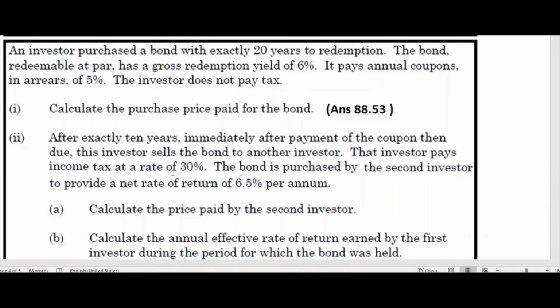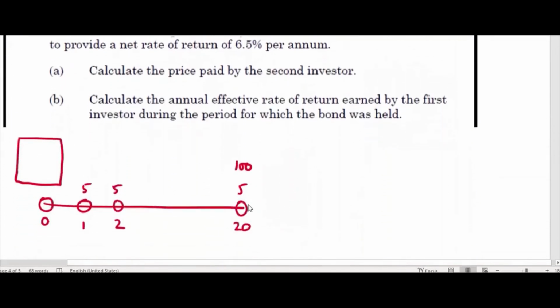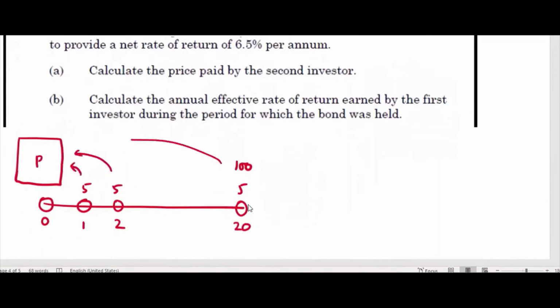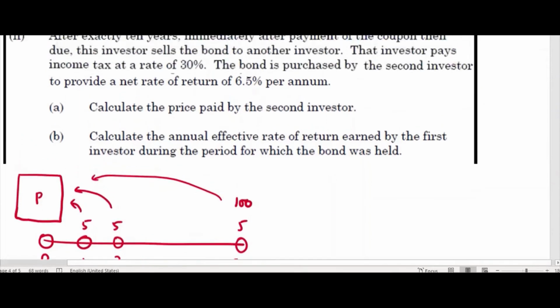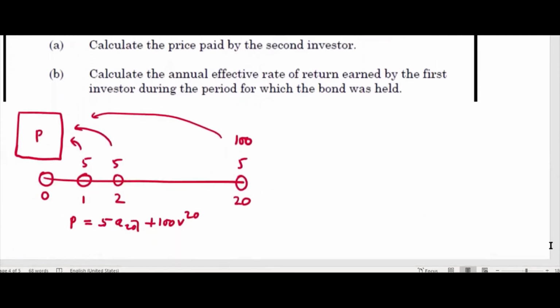Okay. Let me write the equation. Gross redemption yield 6%. So if you find the discounted value at 6%, so simple. 5 a20, plus 100 v20 at 6%, you will get P. Okay, and you already got it. The purchase price 88.53. That means you purchase it at 88.53.